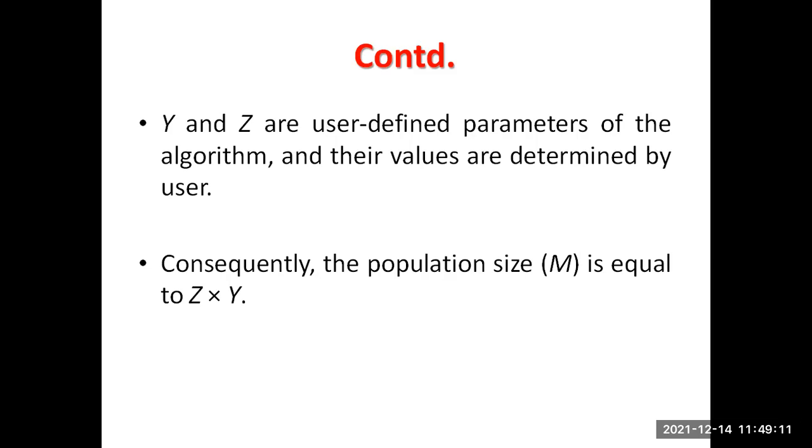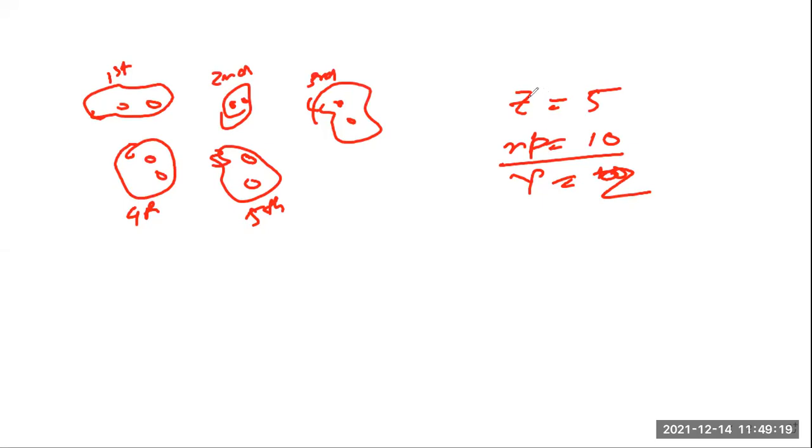Obviously, the population size means how many frogs are there. So Z into Y means what? What is Y and what is Z? Here I have assumed Z is 5 and Y equal to 2. So how many frogs are there? 5 into 2, that means the total population is 10. So NP will be equal to 10. Is it clear? Yes, sir. Okay, fine.